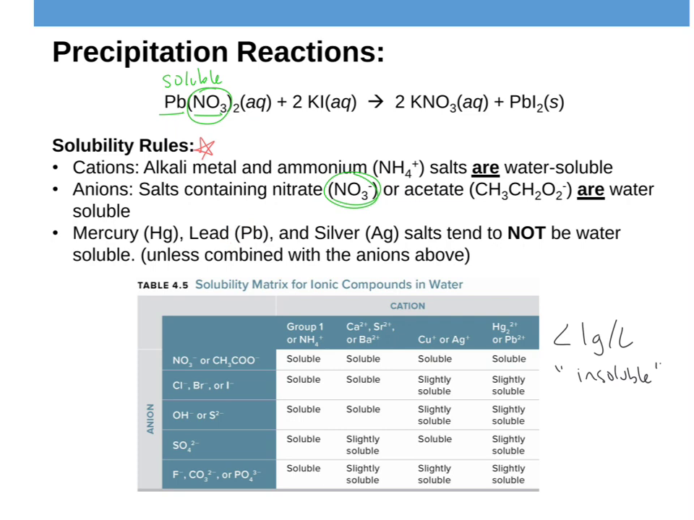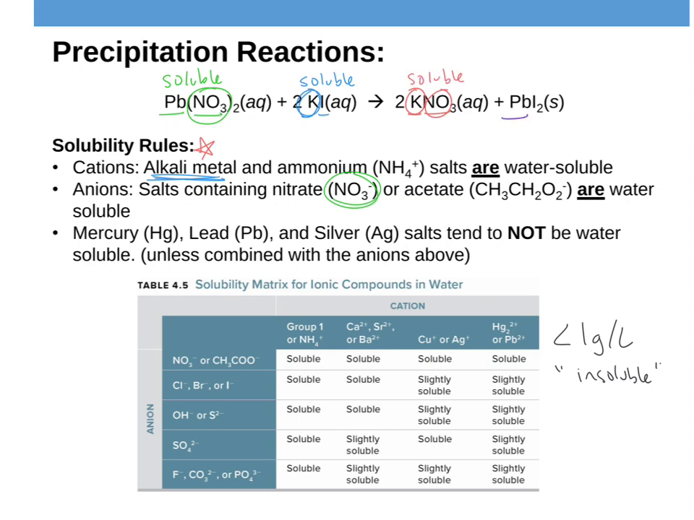Now, if I look at my potassium iodide, I see that I've got potassium, that's an alkali metal, so I know that that's soluble because it has an alkali metal in it. I don't care that the other thing is iodide, the other thing could be anything. It has an alkali metal in it, so it's going to be soluble. If I look at my potassium nitrate, this is a twofer. I know that both alkali metal and nitrate make things soluble, so that's definitely soluble.